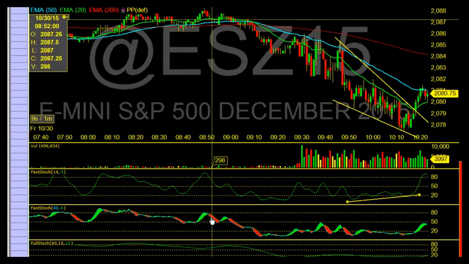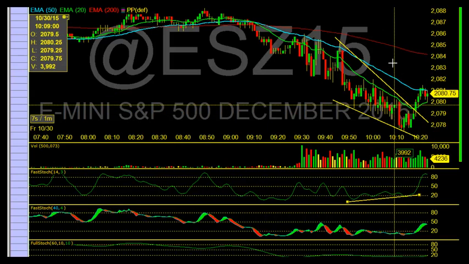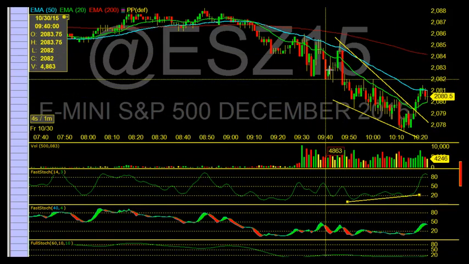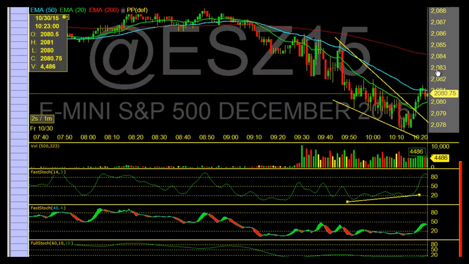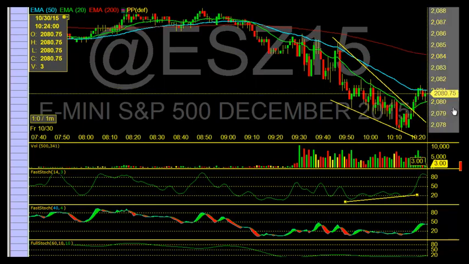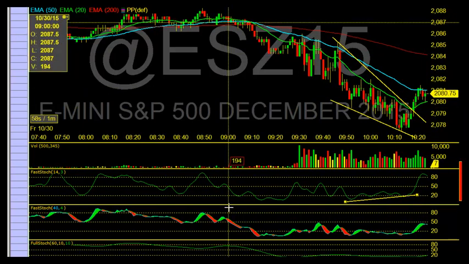There we go. So we moved up to that 50-period moving average, which is this blue line. The green line represents the 20-period moving average. The red line represents the 200-period moving average. Right now, we can start identifying other patterns.